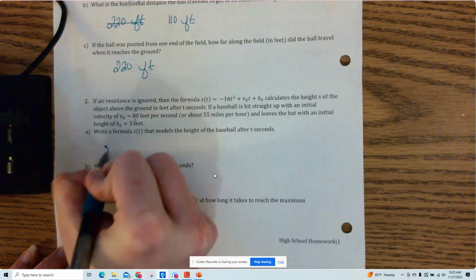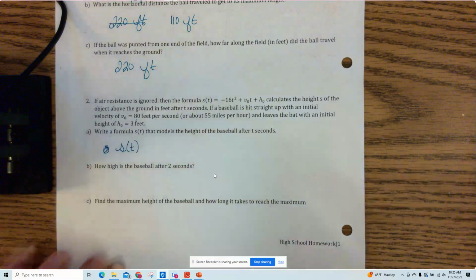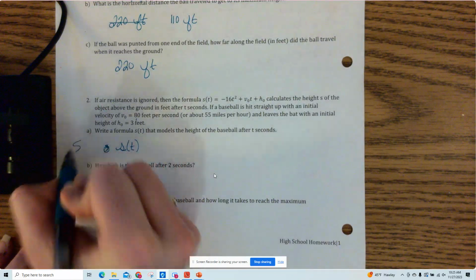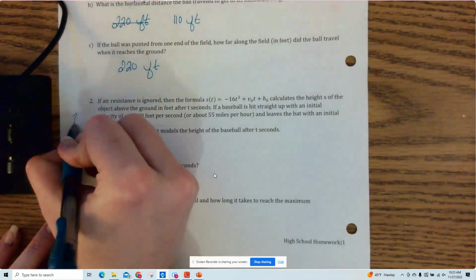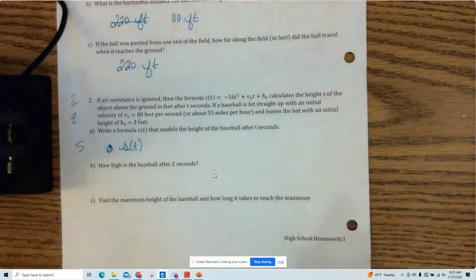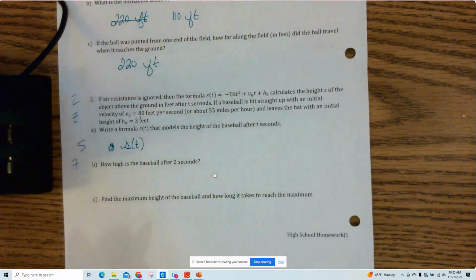So S of t. We don't use S's in math because a lowercase s, what number does that look like? We don't use S's in math. Kind of like a 2 and a Z. Yeah, why I cross my Z's. Because Z's look like 2s. 7s are the same way because 7s look like 1.